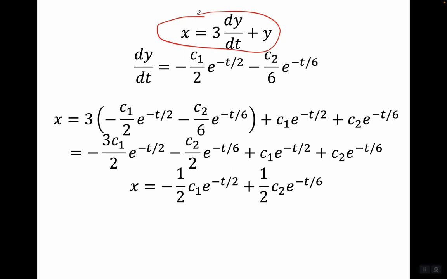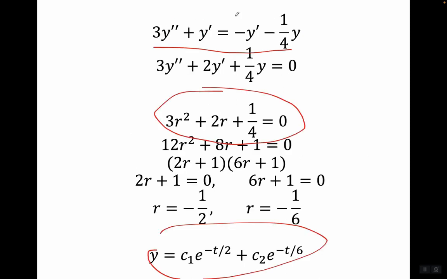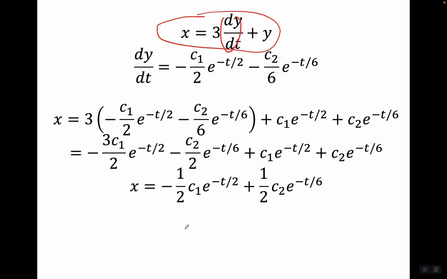So x equals 3 dy/dt plus y. We need to figure out what this dy/dt is going to be. We found out on the previous page what y is, so let's just take the derivative of both sides to find dy/dt. When we take the derivative of that, we end up with dy/dt equals negative c1 over 2, e to the negative t over 2, minus c2 over 6, e to the negative t over 6. So we're going to plug that in for dy/dt, right over here.